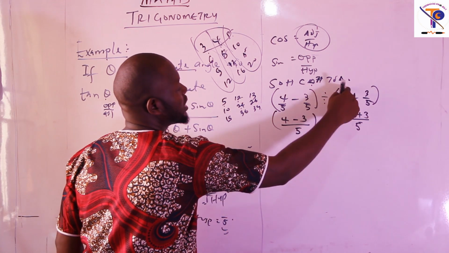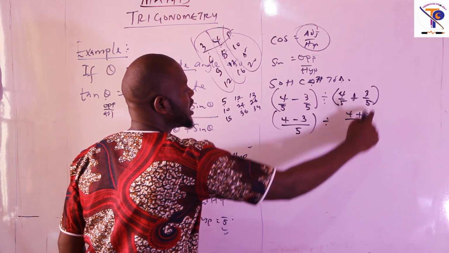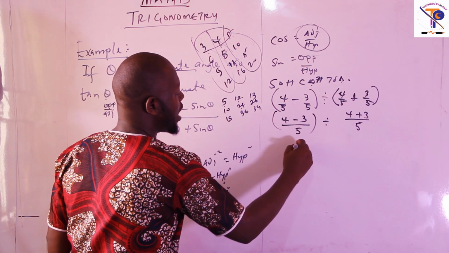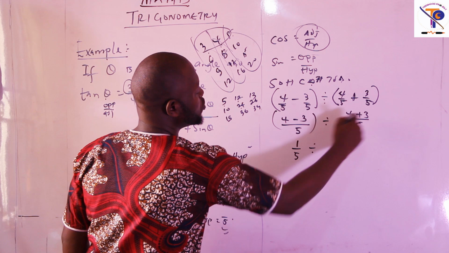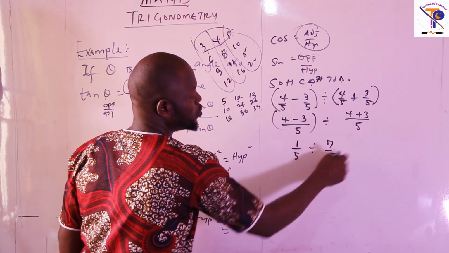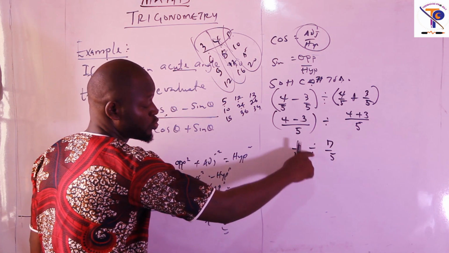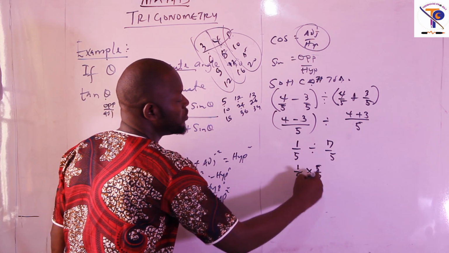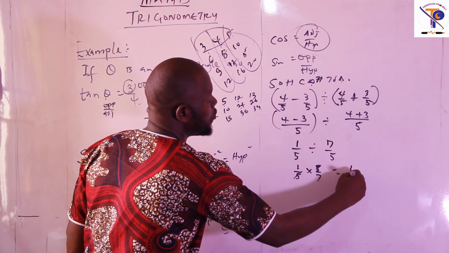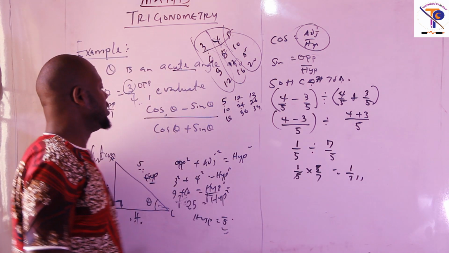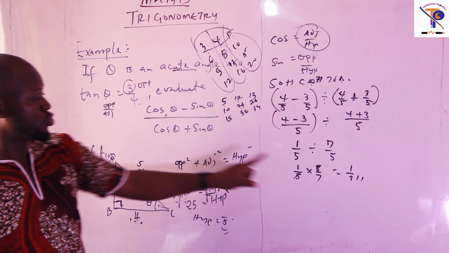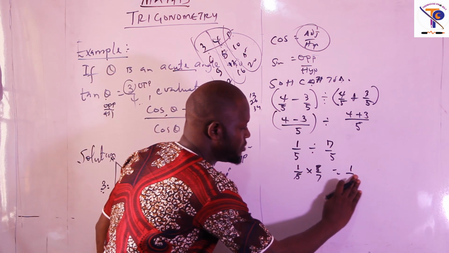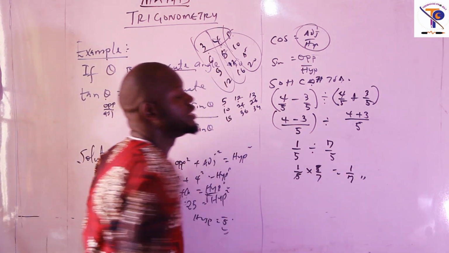5 in 5, 1. 1 times 4, 4. 5 in 5, 1. 1 times 3, 3. So this one will give me 1 over 5, divided by this one which will give me 7 over 5. To reciprocate this and turn the division into multiplication, I have 1 over 5 times 5 over 7. This 5 cancels this 5, then I have 1 over 7 as my answer. So this is equal to 1 over 7. Let me rewrite this 7 very well so that you can see. This is what we have.